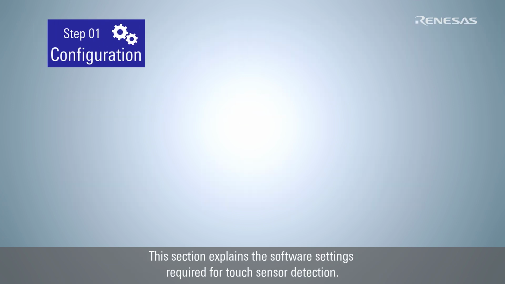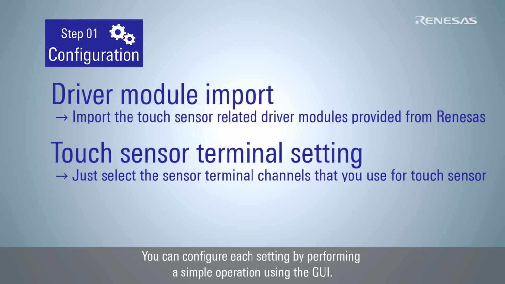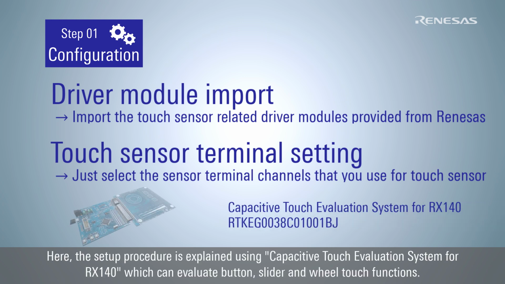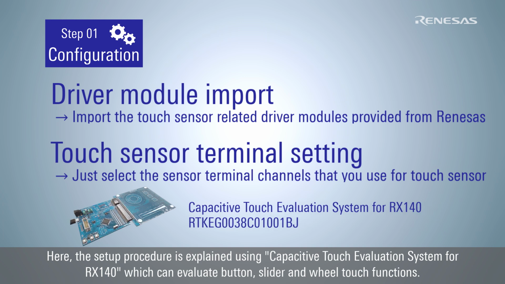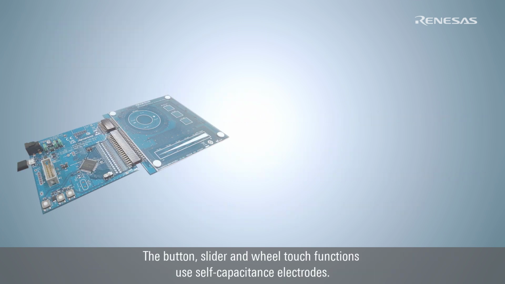This section explains the software settings required for touch sensor detection. You can configure each setting by performing a simple operation using the GUI. Here, the setup procedure is explained using Capacitive Touch Evaluation System for RX140, which can evaluate button, slider, and wheel touch functions. The button, slider, and wheel touch functions use self-capacitance electrodes.